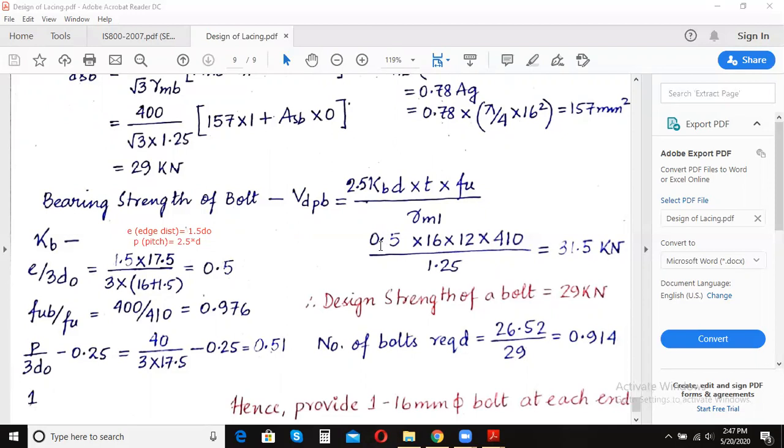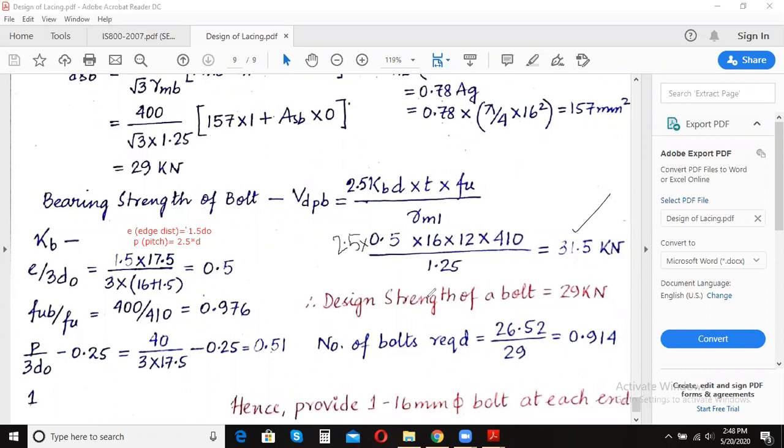So you put all the values here. There should be a 2.5 into KB, which is 0.5, into 16, which is the diameter of bolt. T is the thickness of lacing. FU is 410 and gamma M1 is 1.25. So that value is coming out to be 31.5 kilonewton.